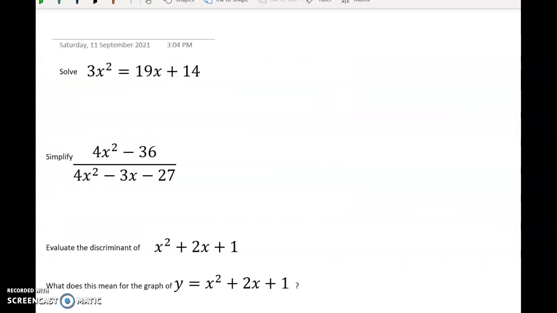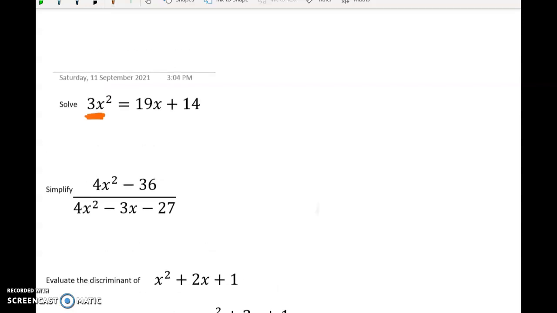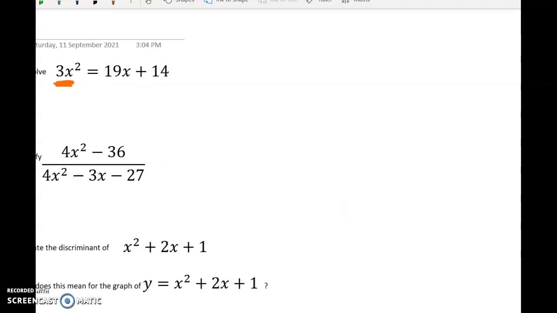So the first one I'm going to look at is solving an equation, and we can see in here that we've got a quadratic, right? We've got a quadratic because the highest power is an x squared. So when I'm solving a quadratic, I need to start by making it equal to 0. So I do that by subtracting 19x plus 14 from both sides. So we'll start off like this, and now my job is to factorise.